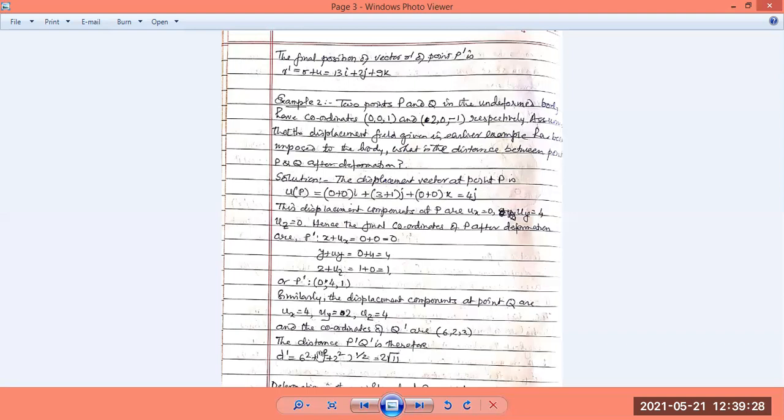The distance P dash Q dash will be equal to the square root of the difference between the x coordinates of P dash and Q dash, squared, plus the difference between the y coordinates, squared, plus the difference between the z coordinates, squared. This is given as 2 into square root of 11 itself. Thus we got the distance P dash Q dash.